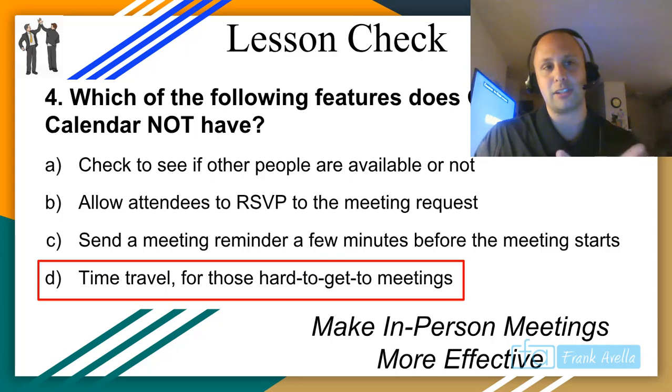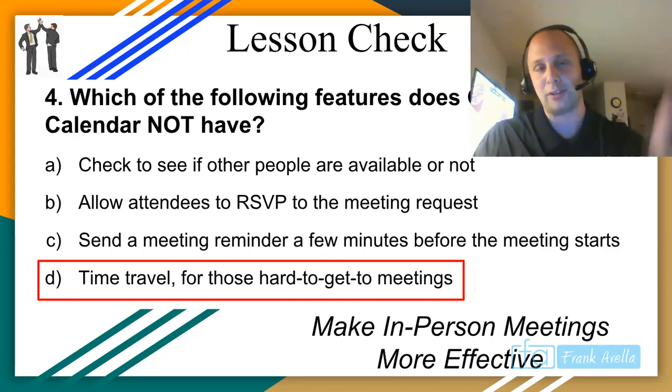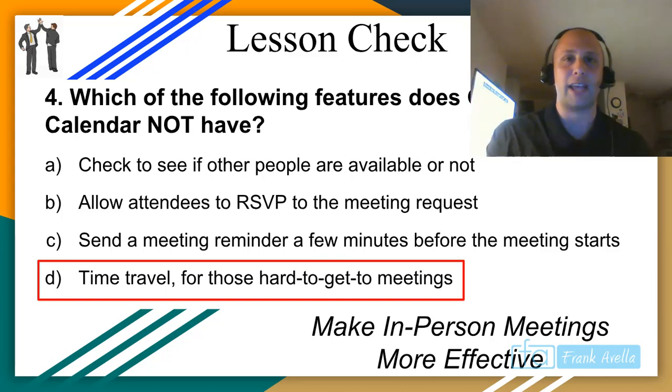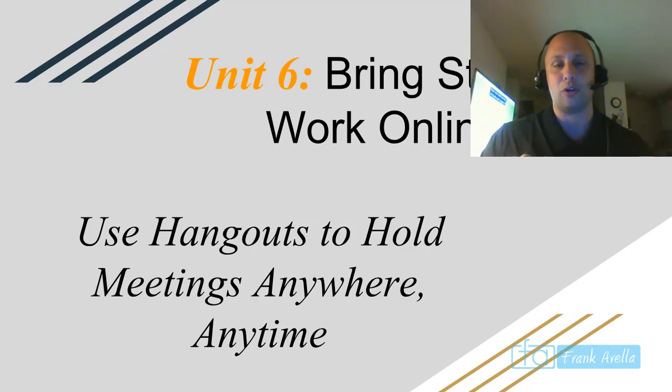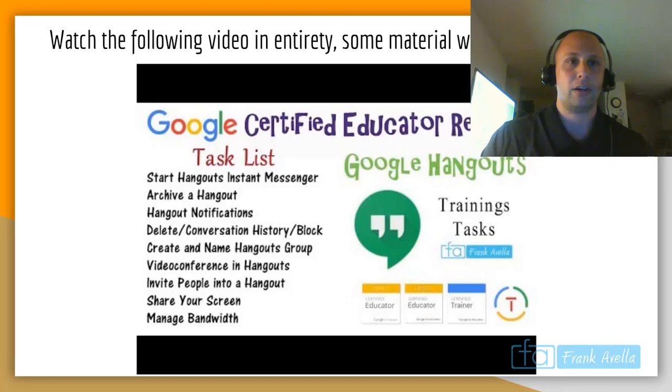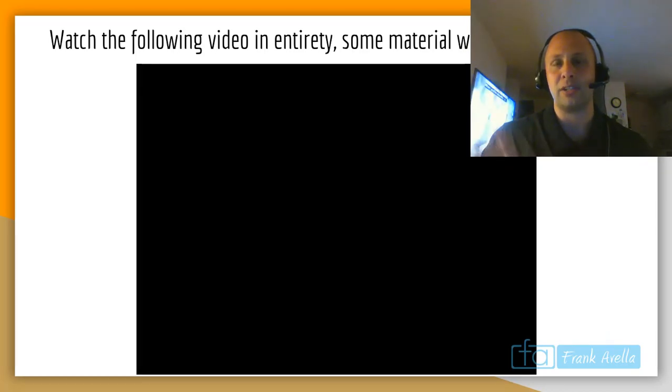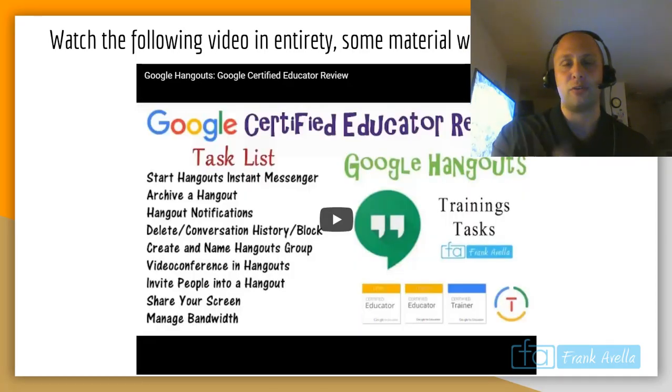All right, so this is kind of a short unit. We already did half. We're halfway done through Unit 6. No real tasks, that will come up in the next unit though. So now we're going to use Hangouts to hold meetings anywhere, anytime. Okay, so I want you to watch this video in its entirety. And some of this was covered in Unit 4.